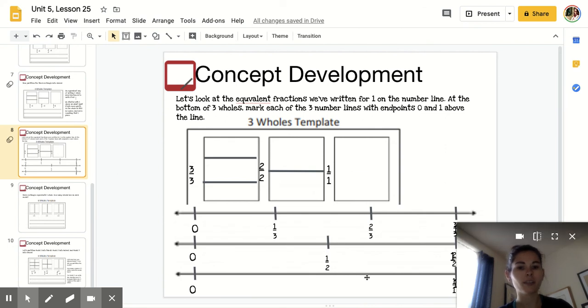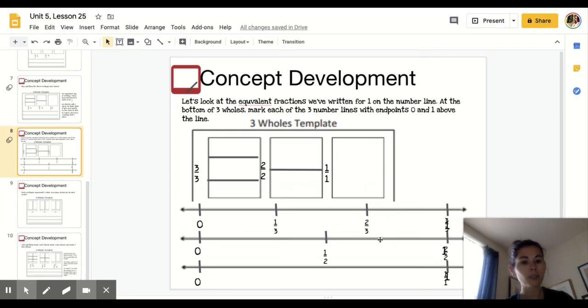If I look at this on a number line, we could see the same thing. We have our 3 thirds, our 2 halves, and our 1. They're broken up into different parts, but the whole is all the same.